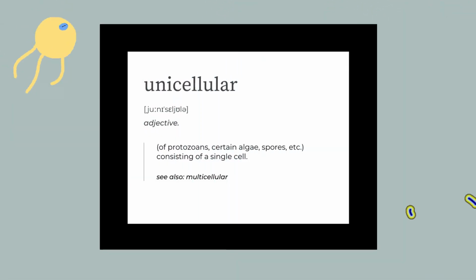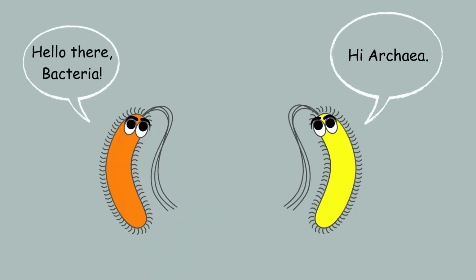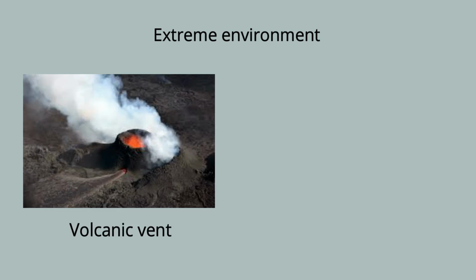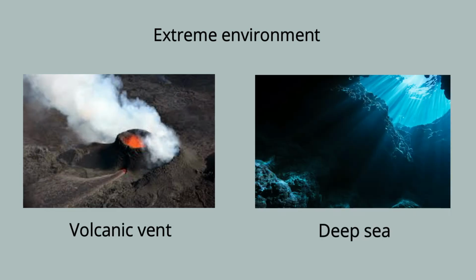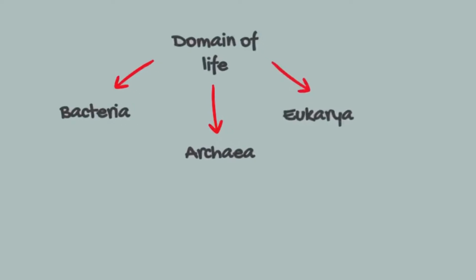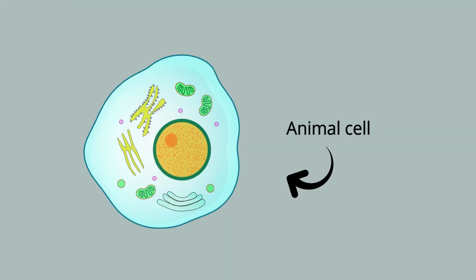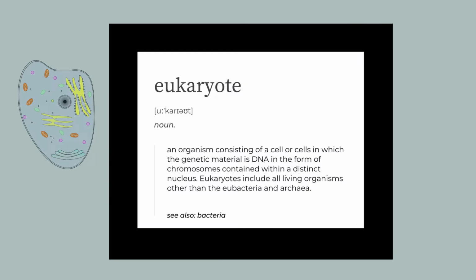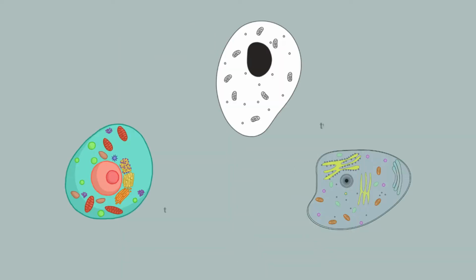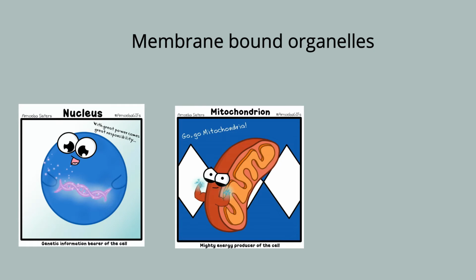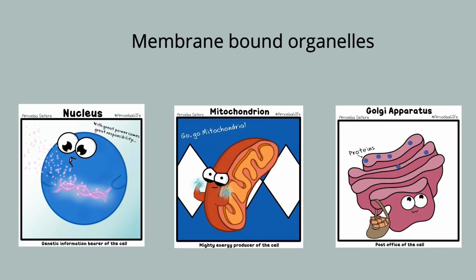Second is archaea. Archaea is also a unicellular prokaryote which is structurally similar to bacteria. They are found in extreme environments such as in the volcanic vents or at the bottom of the sea. Third is eukarya. For example, animal cell. Animal cell is an eukaryotic cell and has irregular shape. Unlike prokaryotic cells, animal cells have membrane-bound organelles such as nucleus, mitochondria, and the Golgi apparatus.